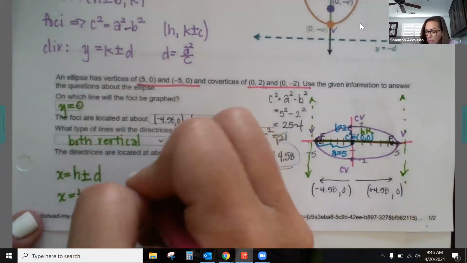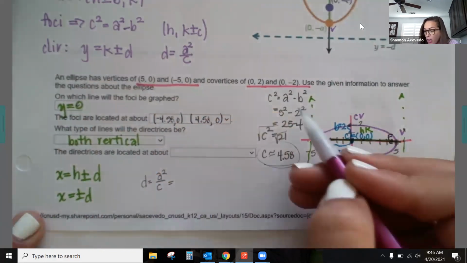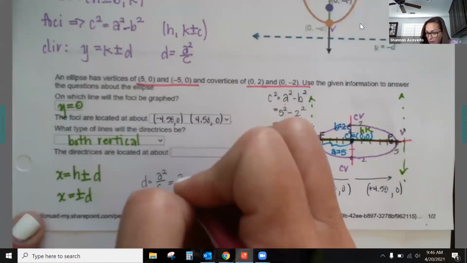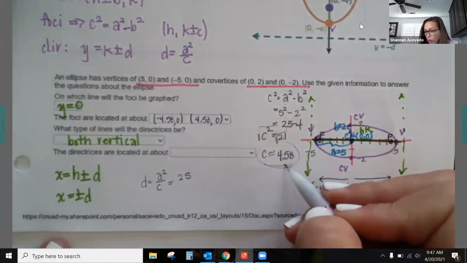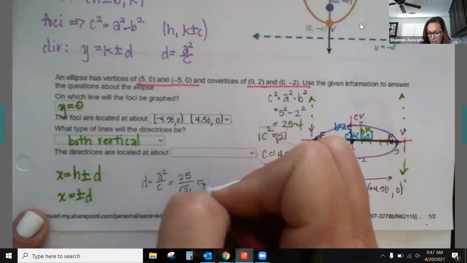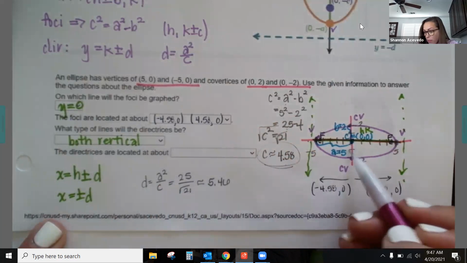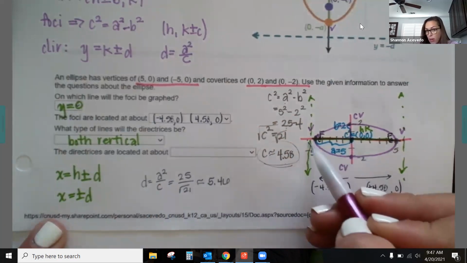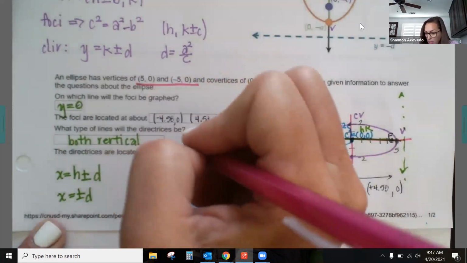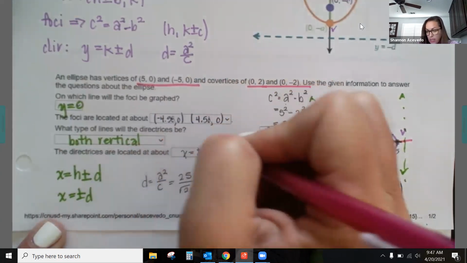So we said from above that d is equal to a squared over c. I already know my a squared is 25. A was 5, so 5 squared is 25. My c we said was 4.58 or the square root of 21, so whichever one you want to use. I put that into my calculator and I get 5.46. So from my center, it's 5.46 to the left, and from my center, 5.46 to the right. So my answer is x equals plus or minus 5.46. Done.